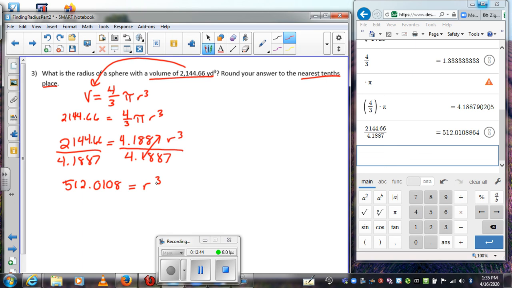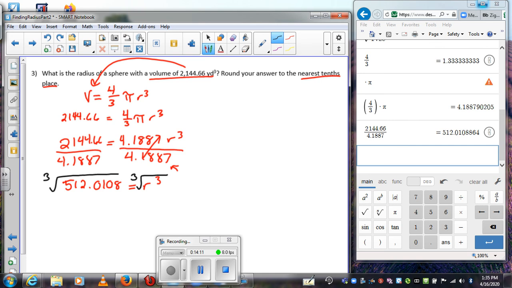Now I will tell you, the more you leave in the calculator, the more exact your answer will be. So if you don't do any rounding till the very end, you're going to be more exact. So I'm already off a little bit because I rounded right here, but it's okay. Just keep in mind, the more you leave in the calculator, the better and more exact your answer is going to be.